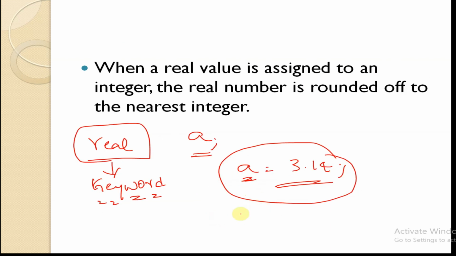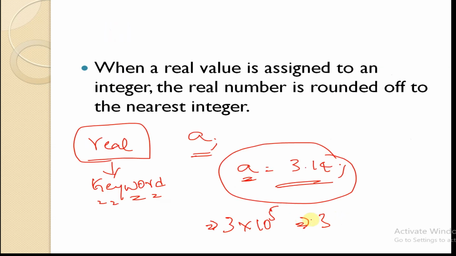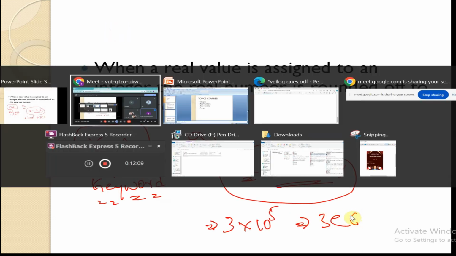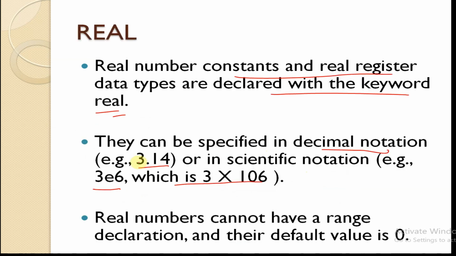For example, if we want to represent a scientific notation like 3 into 10 power 5, then we will represent it as 3e5. Like this. If we want to store any fractional number or decimal number, then we will use real numbers, and for representing real numbers we will use the keyword real.